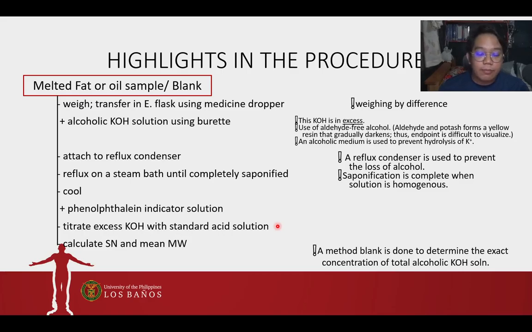And you should take note of the following precautions as you can see on your screens: what weighing technique should be employed, what alcohol solvent should be used, why it needs to be alcoholic in nature, why we used a reflux condenser, and so on. Okay? So, this will be the end of the pre-lab discussion and thank you for listening.